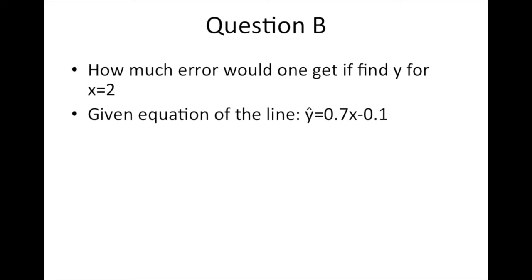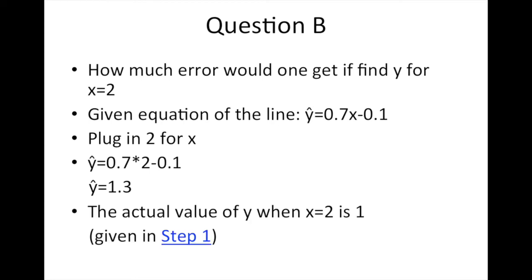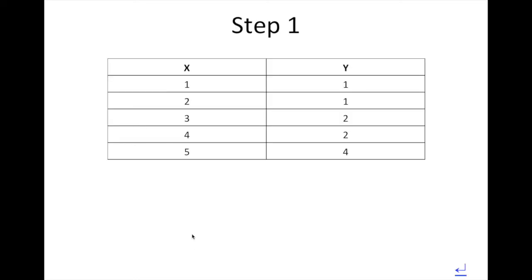Given the equation of the line again, y hat equals 0.7x minus 0.1. Plug in 2 for x. So y hat equals 0.7 times 2 minus 0.1, which equals 1.3. The actual value of y when x is 2 is 1, which is listed in step 1. When x is 2, y is 1.